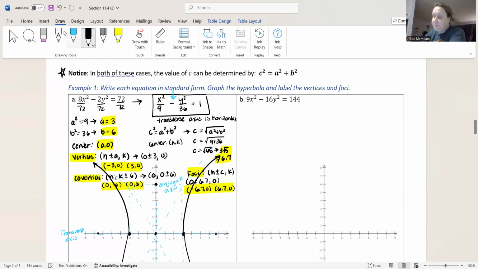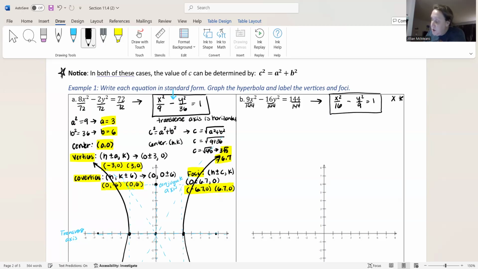So for part B, we have 9x squared minus 16y squared equals 144. We want to put this in standard form, which means divide everything by 144. So that is going to give me the standard form equation of x squared over 16. 9 will divide into 144 16 times, so that's going to reduce. Minus 16 goes into 144 9 times, so minus y squared over 9 equals 1. So that is standard form of the equation.